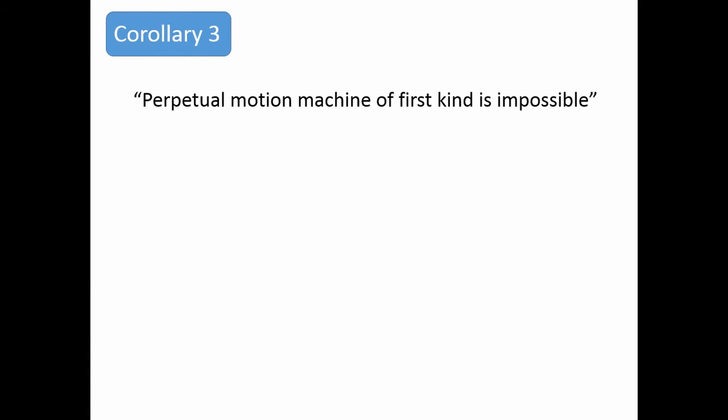The corollary number 3 says that the perpetual motion machine of first kind is impossible. A perpetual motion machine of first kind is a machine that continuously produces work without any heat input while undergoing a thermodynamic cycle. Remember here, thermodynamic cycle.